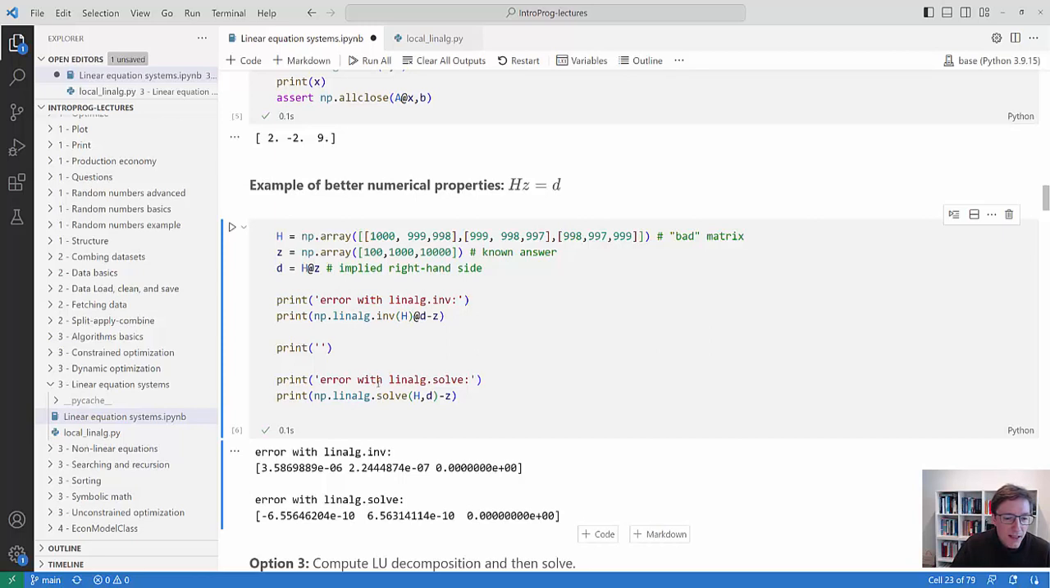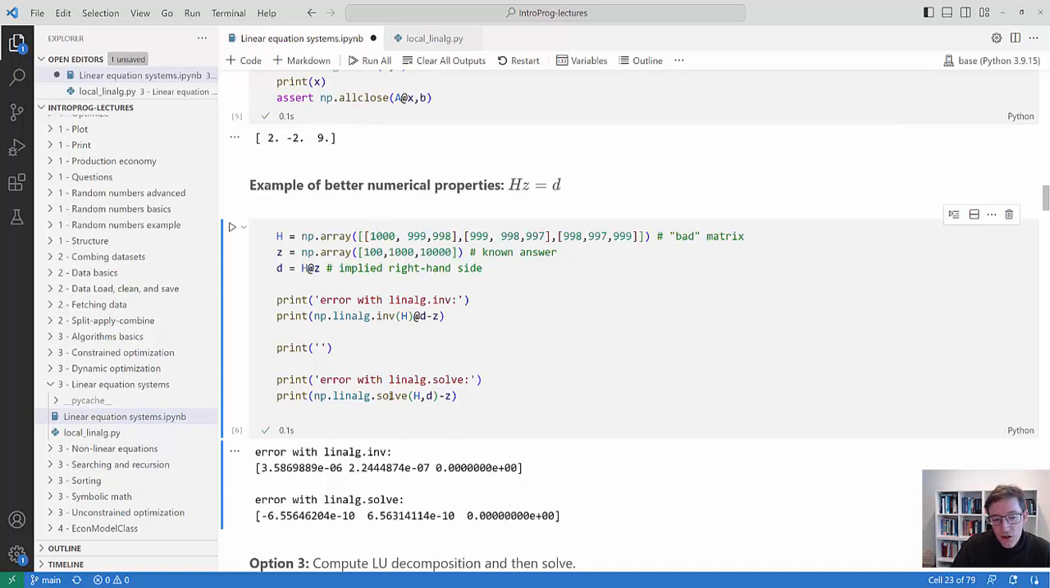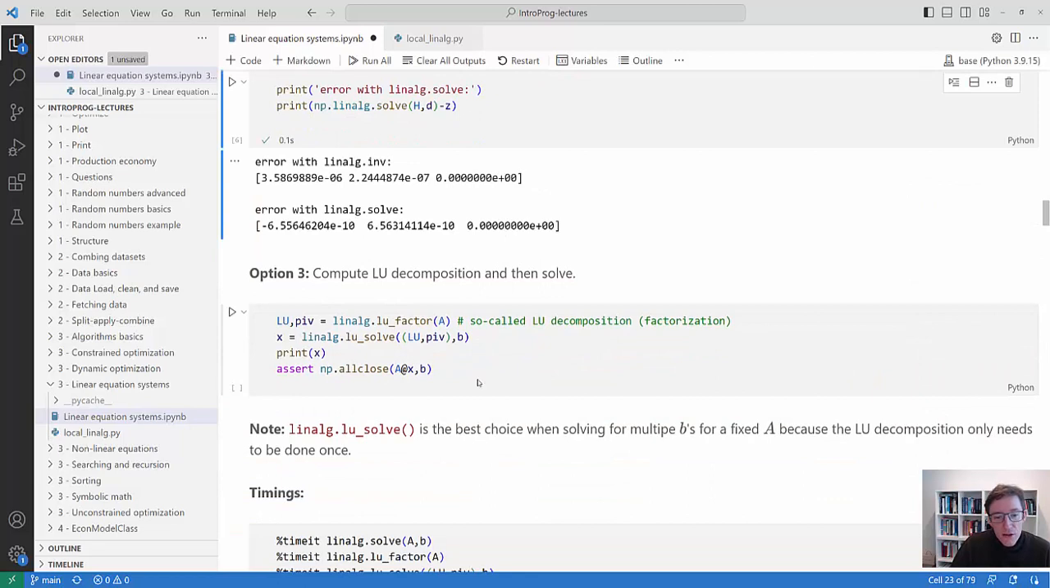You don't need to understand why exactly that's happening, but it's because there are some operations that are numerically imprecise when you do the inversion. So always use solve instead, unless it's a small toy problem that you are doing. The third option is you can also perform what's called an LU decomposition. I will talk a bit more about that later, and then you can solve the equation system with that. This requires 2 lines of code.